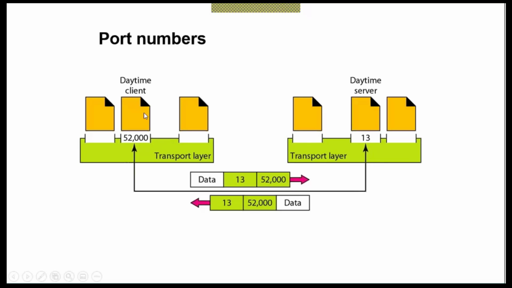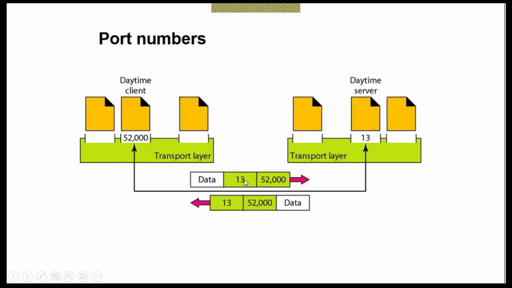Now the client can request from any port number. How to get this port number 52,000? What could be the maximum range? I'm going to tell you in 1 minute, so just keep a hold on that. But this is how the data is transferred. Here is the data, and here is the destination port 13.